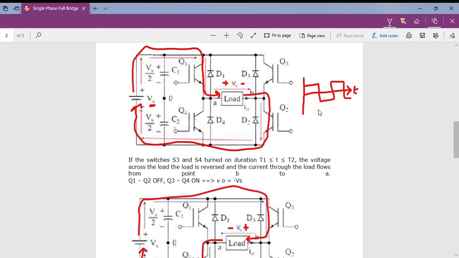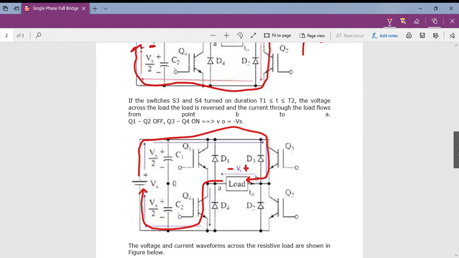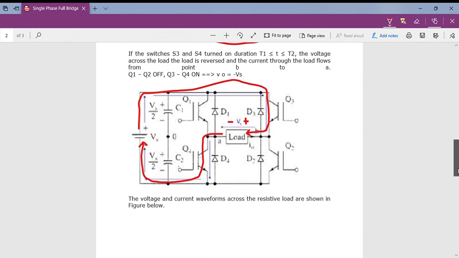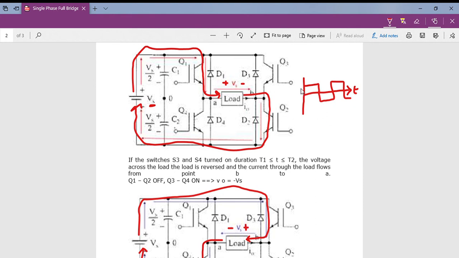In the next mode, Q3 and Q4 switches will operate, so that is reverse voltage. So this is Vs3 and Vs4. And the output voltage waveform, if we consider the load terminal, this will be our output voltage waveform. This is for mode 1 and this is for mode 2, and it will repeat with respect to time.